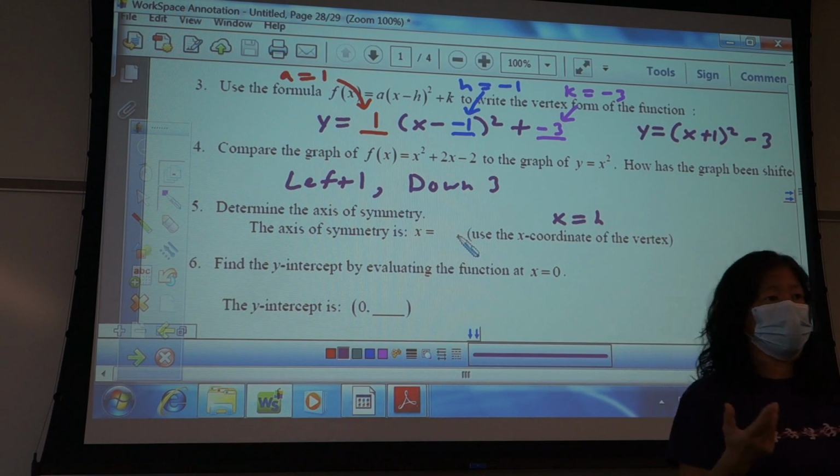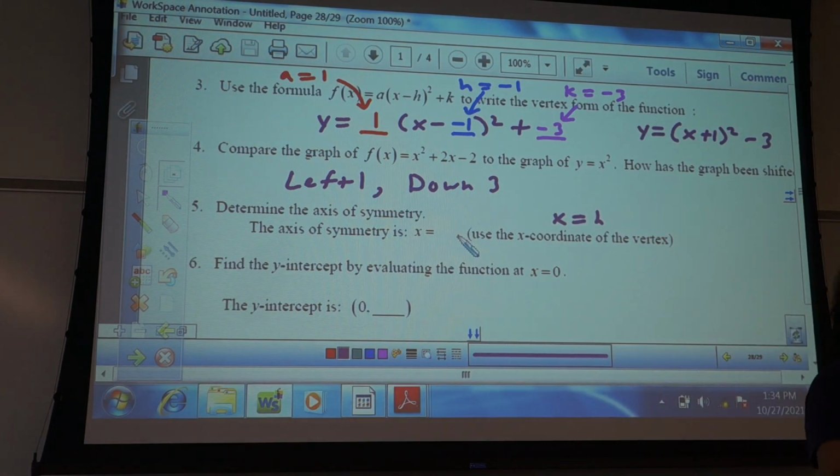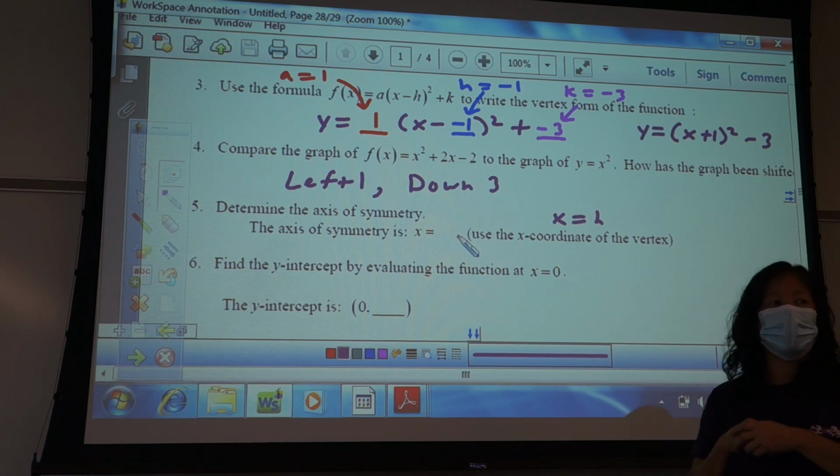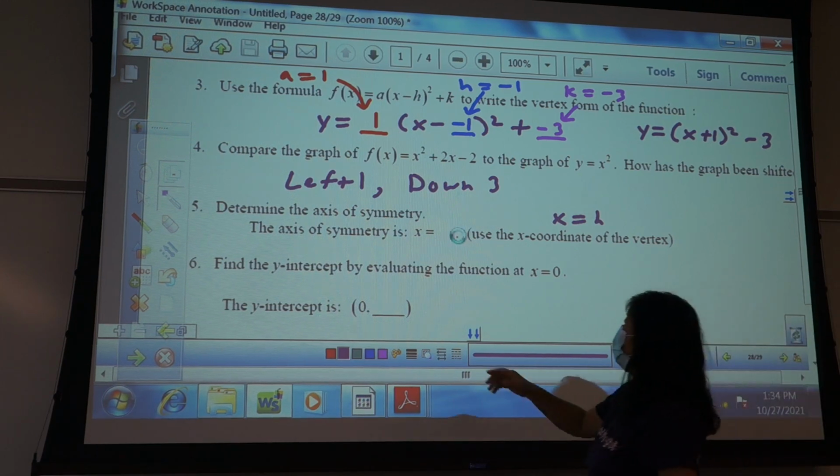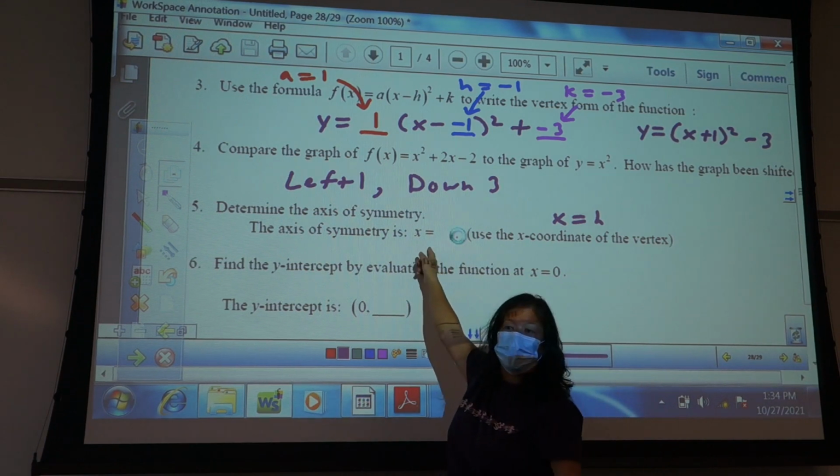Okay, so what's my vertex? Everyone find your vertex. My vertex is -1, comma, -3. I need participation. Jenna, what's my vertex? -1, -3. David, what's my vertex? Ryan, what's the vertex? -1, -3. Great. So what's my h? Shania, what's my h? -1. Great. So we're going to write in x equals -1 here.